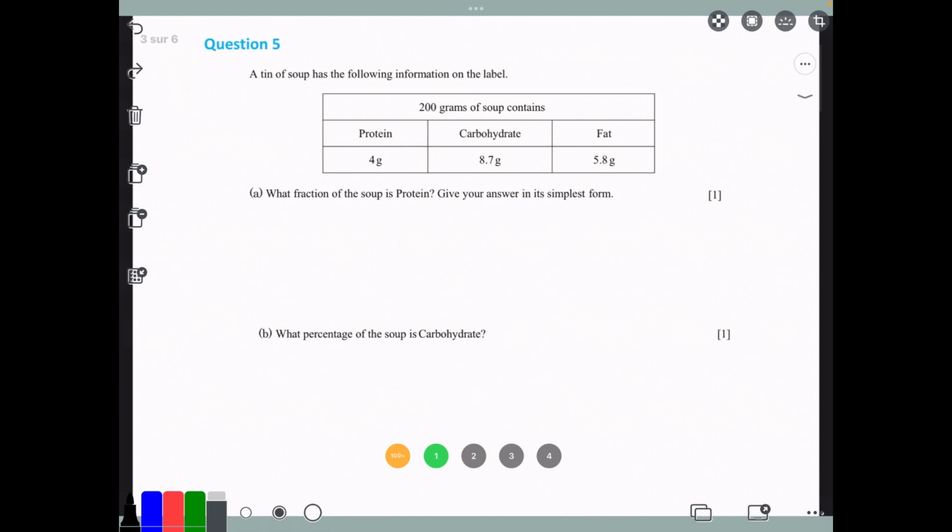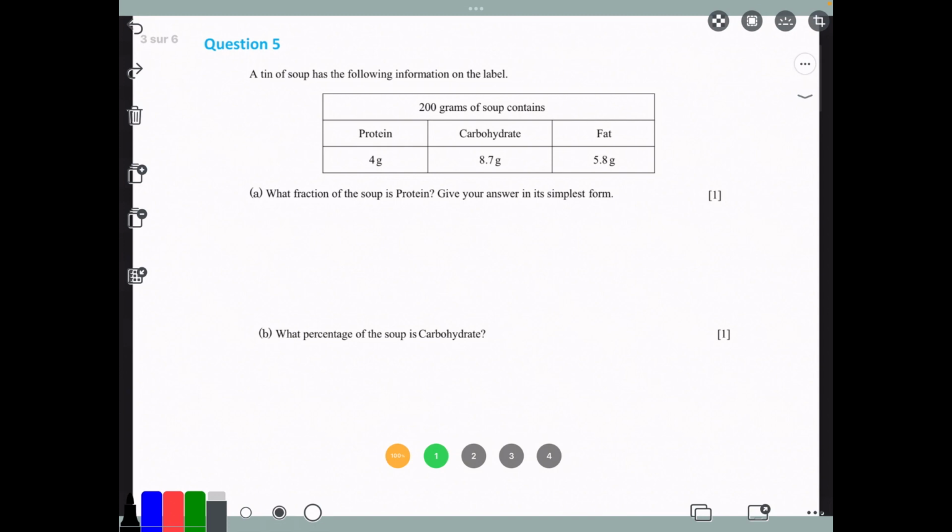So, the first question says, a tin of soup has the following information on the label. Protein 4 grams, carbs 8.7, and fats 5.8 grams, with 200 grams of total. What fraction of the soup is protein? Give your answer in the simplest form.